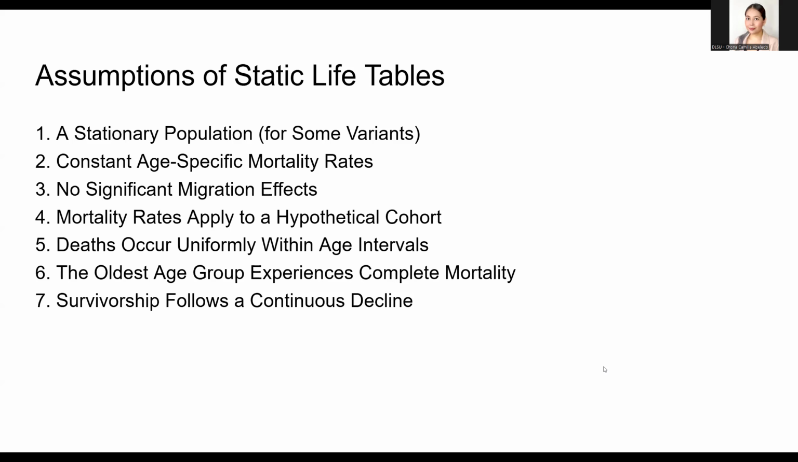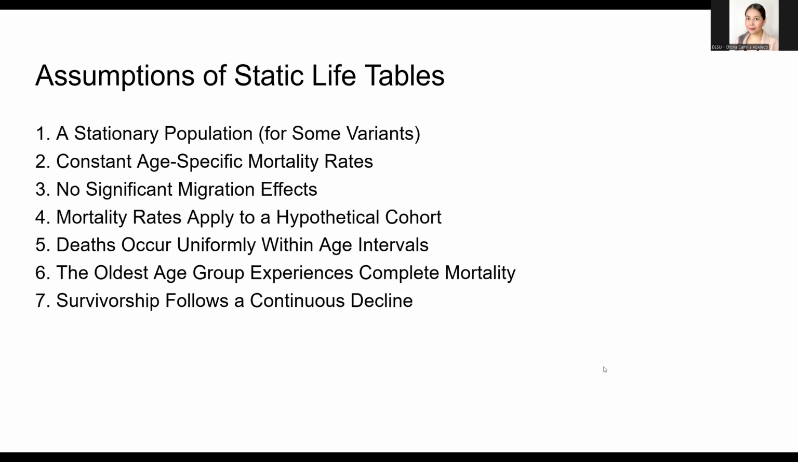And then sixth, second to the last, sorry, the last age group in the table, yung pinakamatandang age group, which could be 100 plus, it could be 14, it could be 5, depende sa species na inaaral mo, it's assumed to experience 100% mortality. Meaning, everyone dies within that age interval.